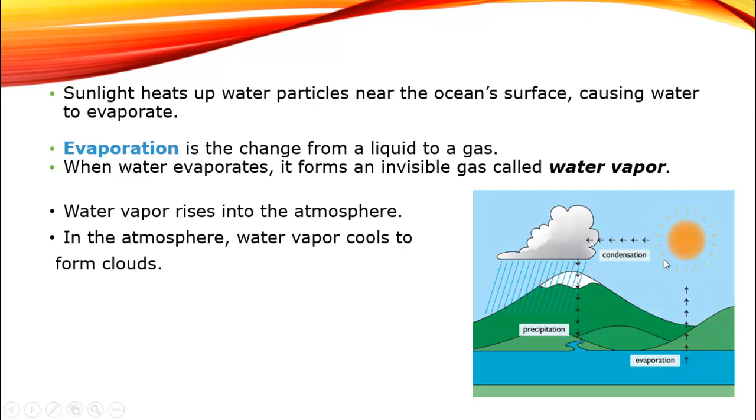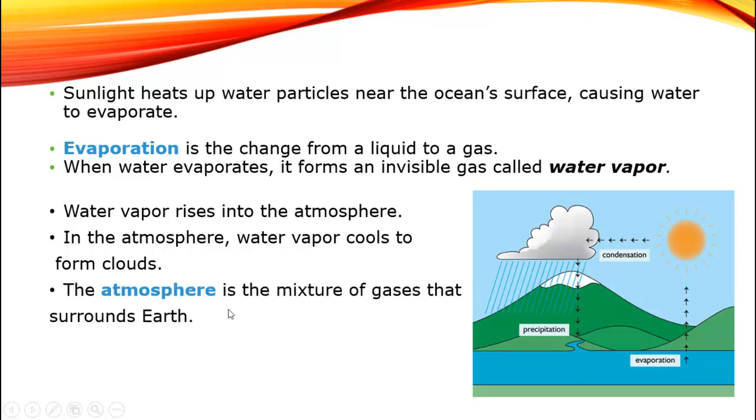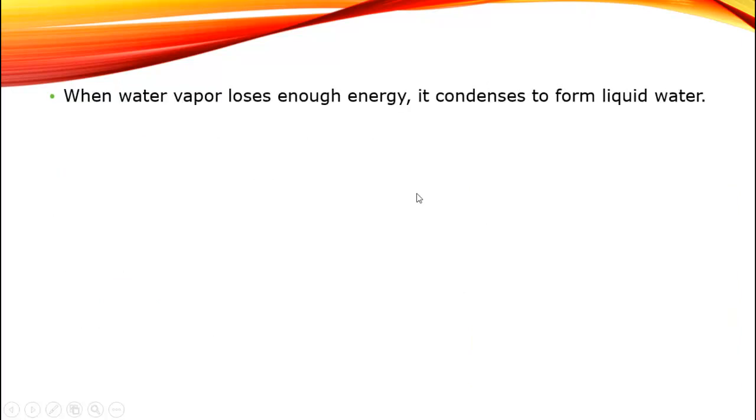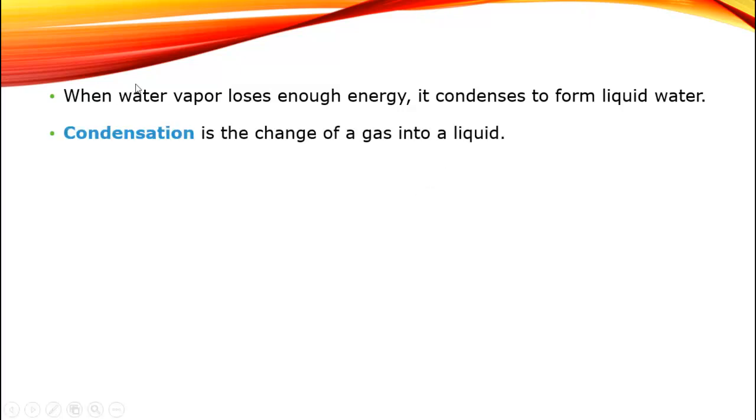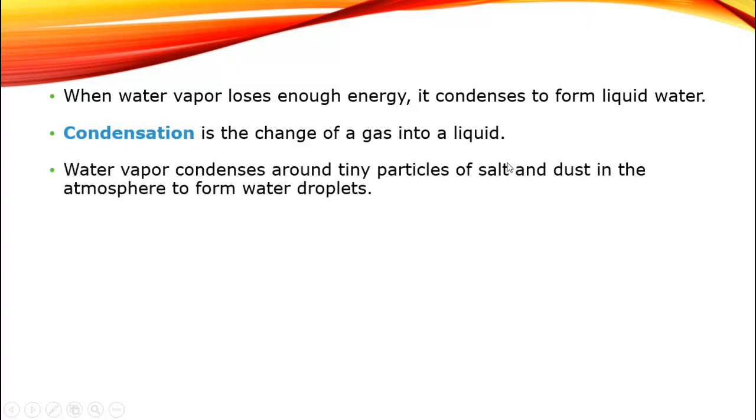The water vapor rises into the atmosphere. In the atmosphere, water vapor cools to form clouds, and this cooling is called condensation. The atmosphere is a mixture of gases that surround the Earth. When water vapor loses enough energy, it condenses to form liquid water. You remember the condensation process? That's right. It's the change from the gaseous state into the liquid state.